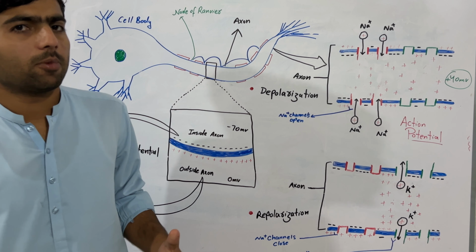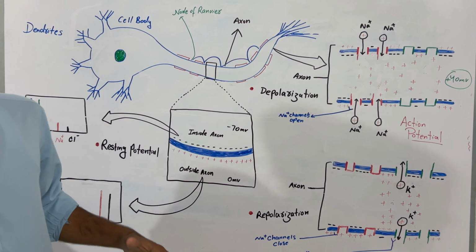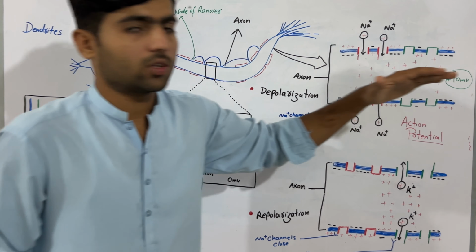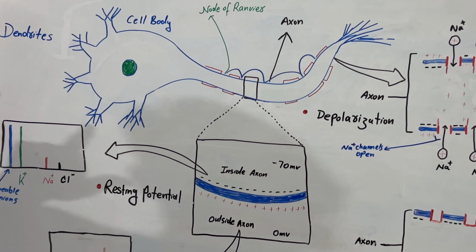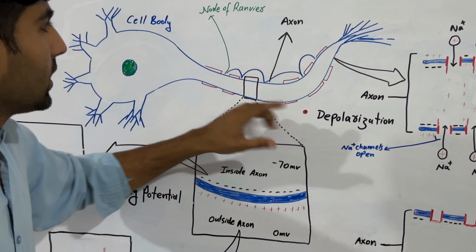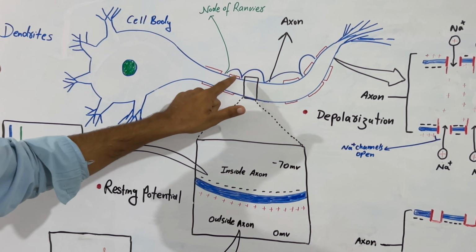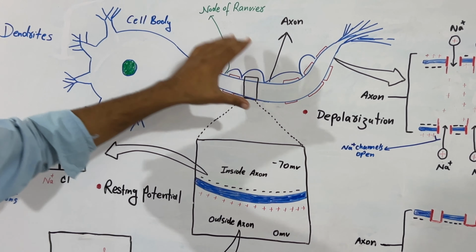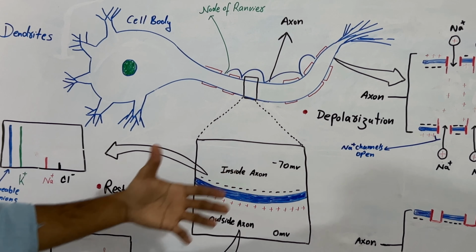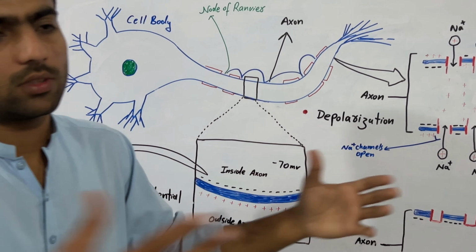As depolarization happens at one point, it stimulates the next, so the impulse moves continuously along the axon like a wave. In myelinated neurons, it jumps from one node of Ranvier to the next, which is called saltatory conduction, making signal transmission much faster.